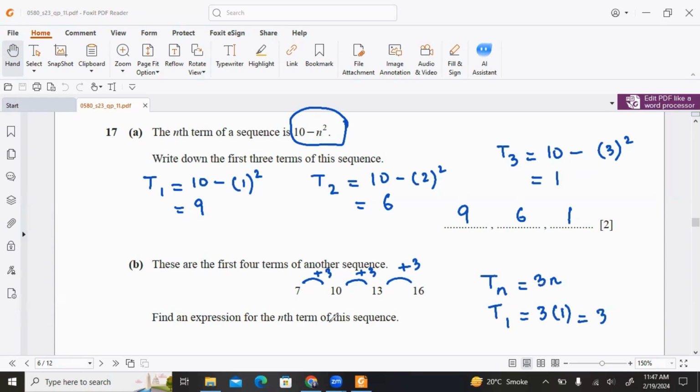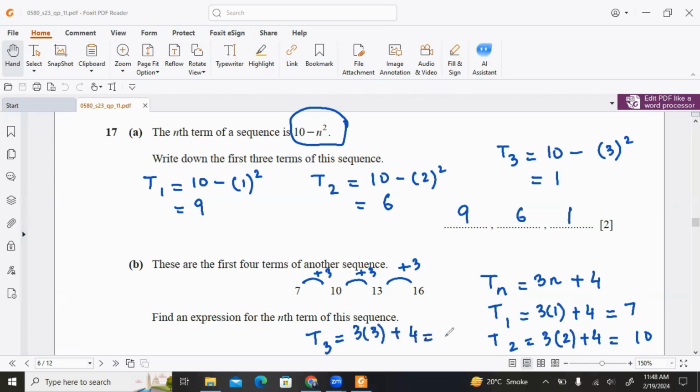So what can we add to 3 to make it 7? The number we can add is 4. So let's change the formula to 3n plus 4 and check again. t1 would be 3 times 1 plus 4, which is 7. Let's check the next one: 3 times 2 plus 4 would be 10. t3, 3 times 3 plus 4 would be 13.